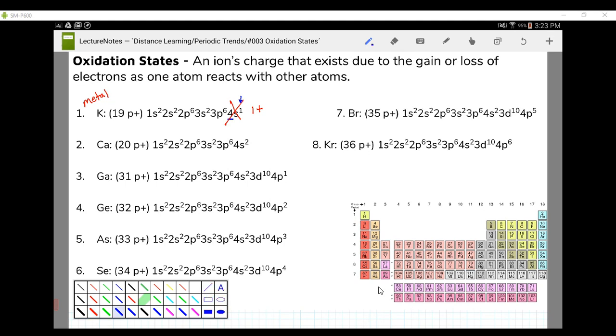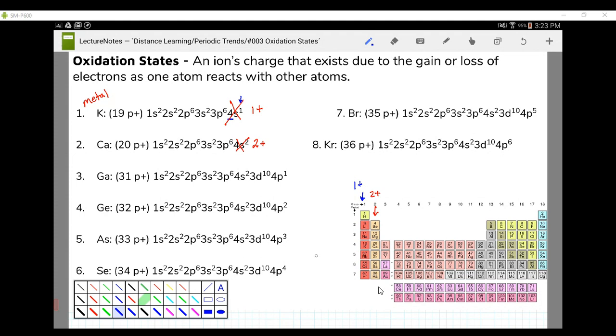And since we know that every single element in a group shares the same ending electron configuration, that tells us that all of these elements will make a +1 cation. For calcium, if we apply the same thinking, calcium is also a metal. Everything else in group 2 is also a metal. It's going to require less energy to remove these 2 electrons than to gain 6 more. So these ones will all form a 2+ cation.